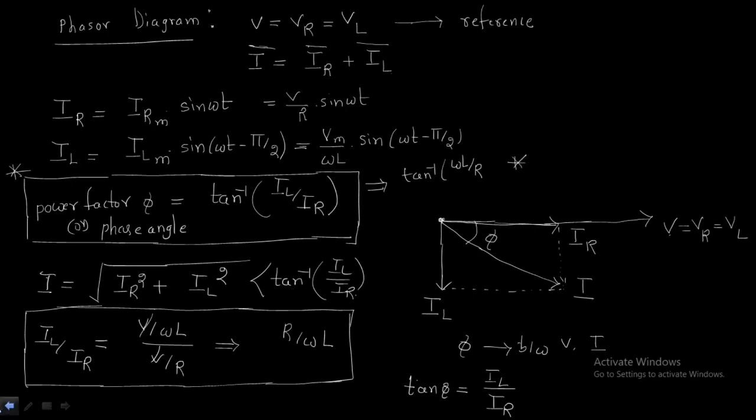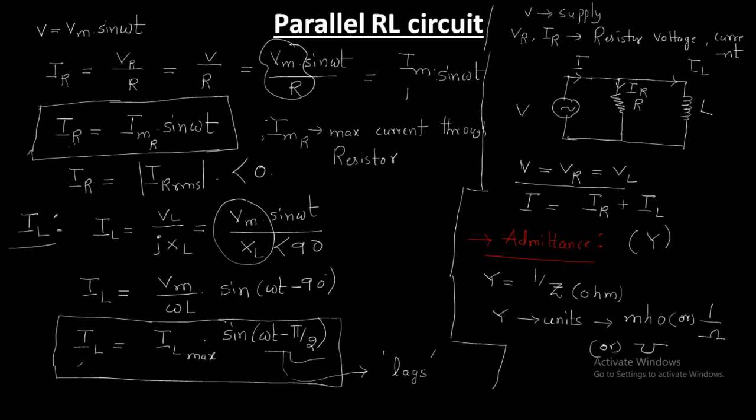So this is about the parallel RL circuit. Parallel means we connect a resistor and an inductor in parallel combination with the voltage. First, look at how the voltage varies and how the current varies. Here parallel means all the voltages are the same, but currents are varying. Now we have to find the admittance. We will discuss admittance in a separate topic, after completion of the parallel RL circuit.